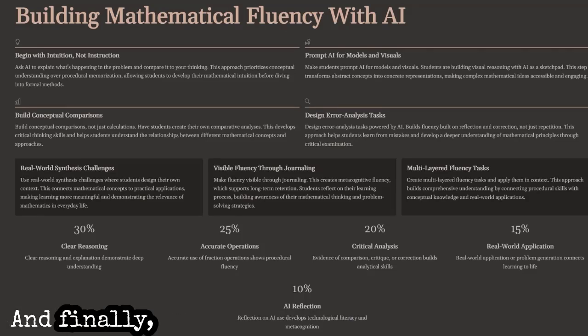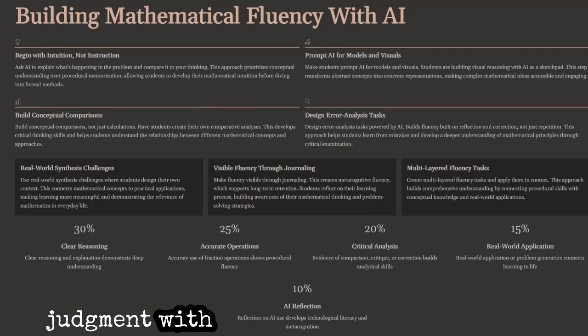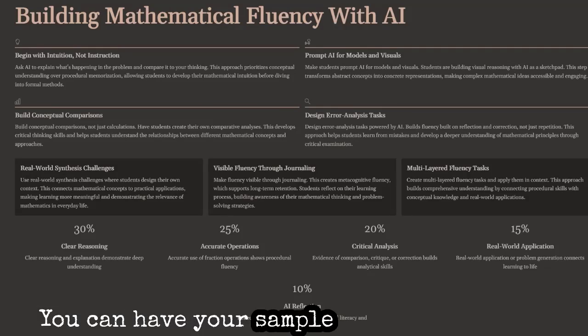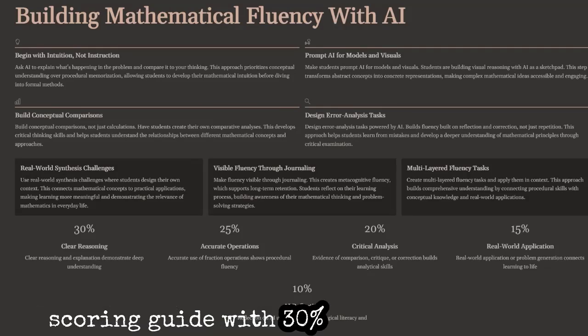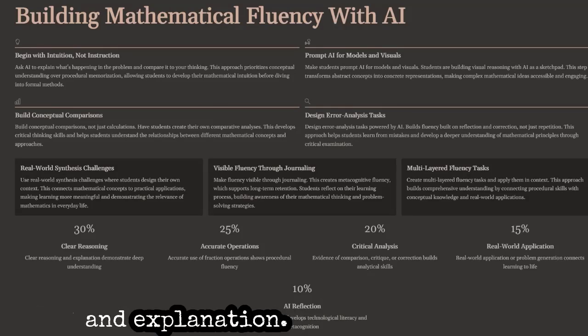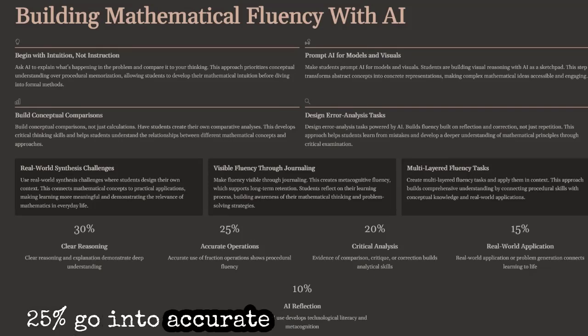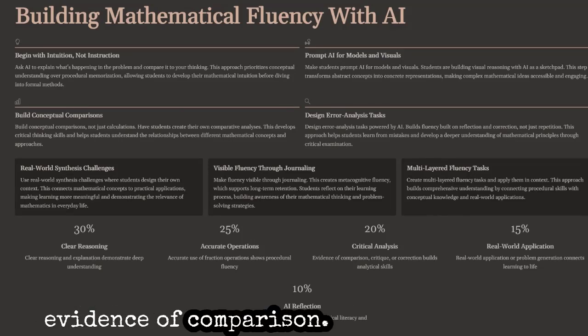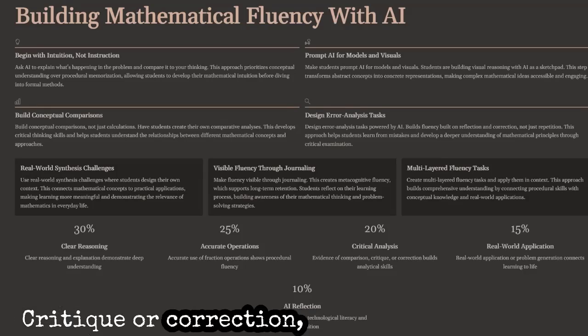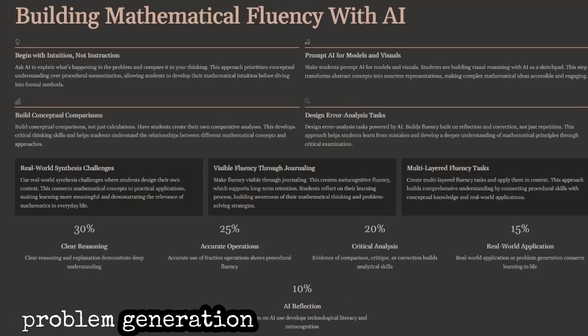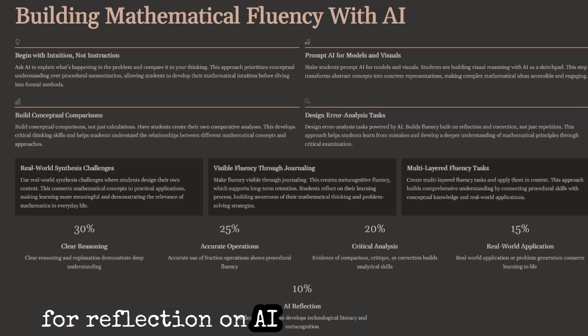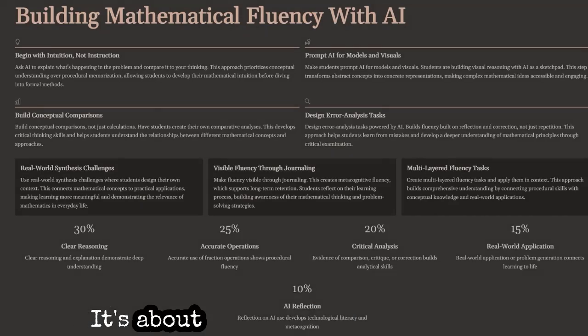And finally, always reinforce judgment with a rubric. You can have your sample scoring guide with 30% for clear reasoning and explanation, 25% going to accurate use of fraction operations, 20% evidence of comparison, critique, or correction, 15% real-world application or problem generation, and 10% for reflection on AI use. Students now know fluency is not about speed, it's about depth.